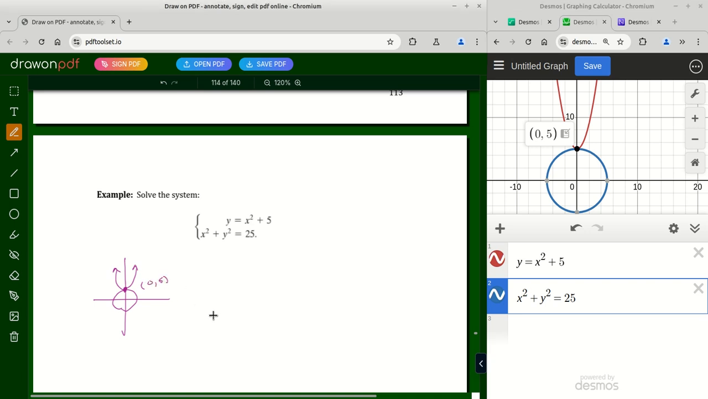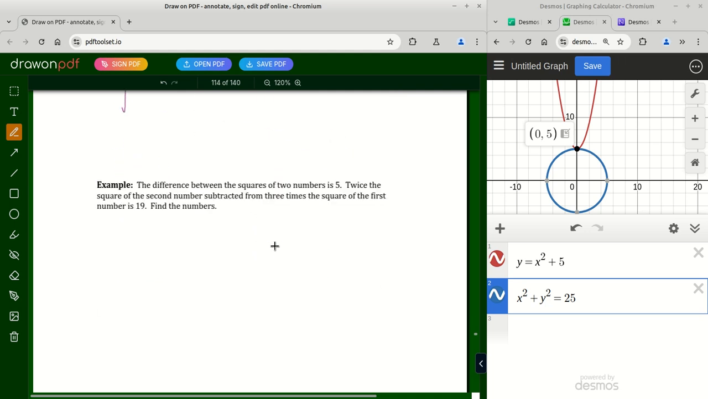Okay. So 0, 5. There's only one point where they're touching, and that's it. There's no other math to do here. That was it. Keep moving.